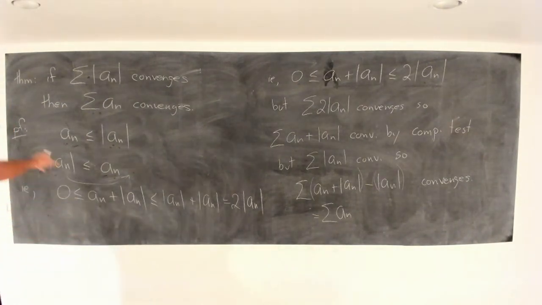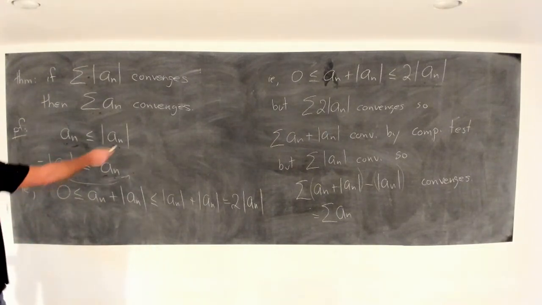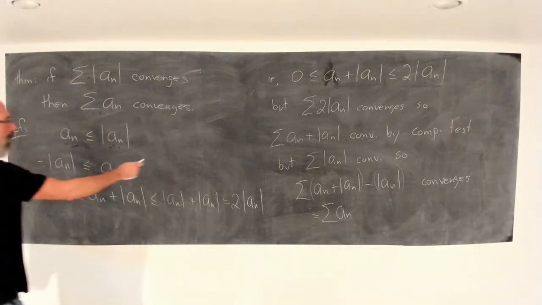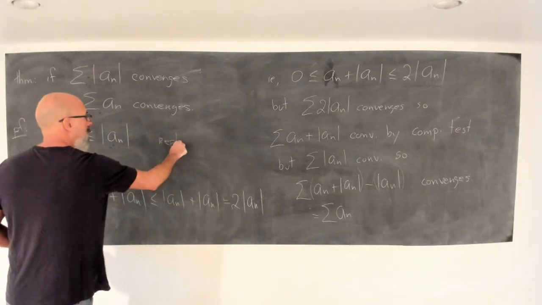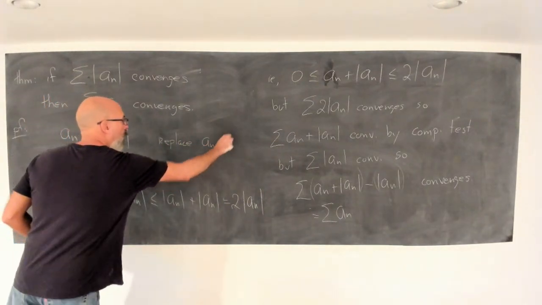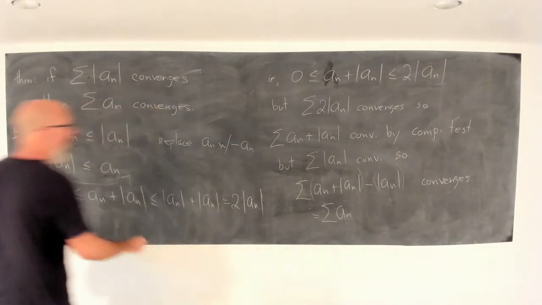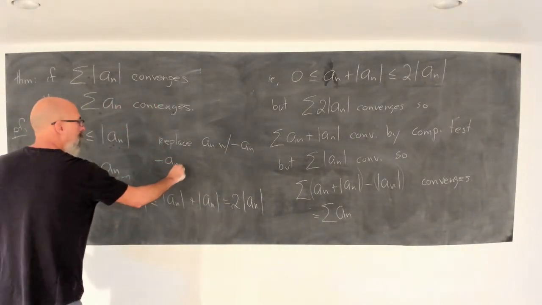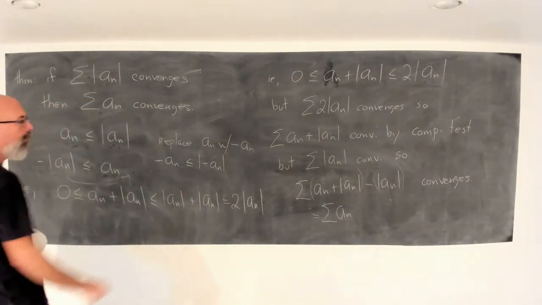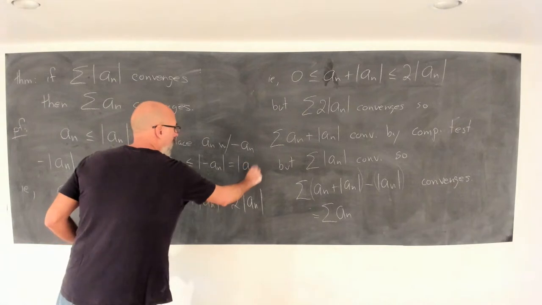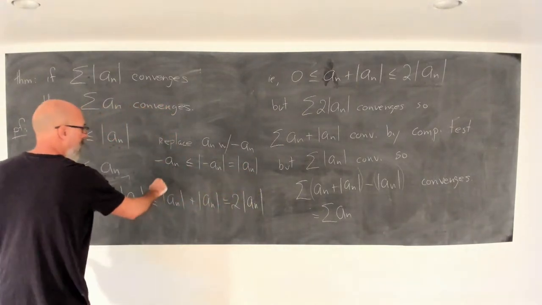So I did not multiply the whole inequality by negative one. I did not do that. I'm actually applying the inequality to negative an. Replace an with negative an if you want. So you get negative an is less than the absolute value of negative an, which is really the same as the absolute value of an, and now interchange.